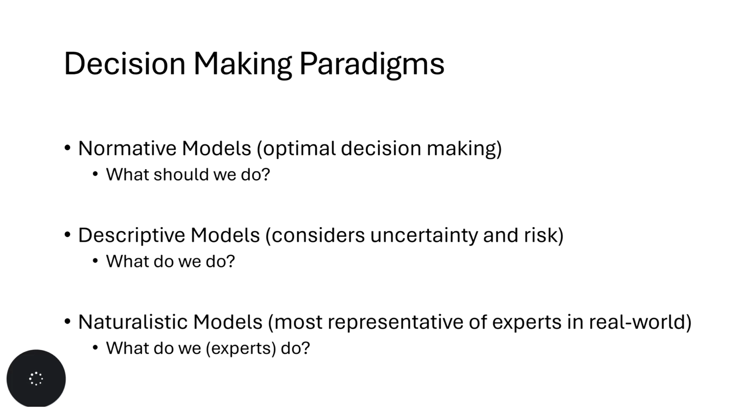So when we go through here, we're going to be looking at different decision-making paradigms. We're going to focus a little bit on normative models. So this is the what should we do, how should we be making decisions. Descriptive models, so what do people actually do, behavioral studies and such. And then lastly, naturalistic models, so the most representative of experts. So what and how do experts make decisions in these kind of uncertain environments?